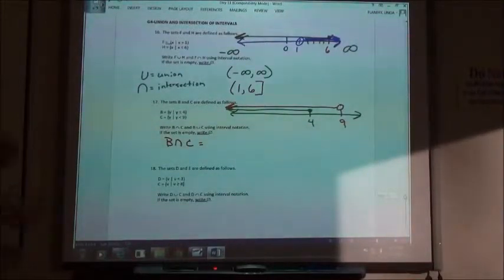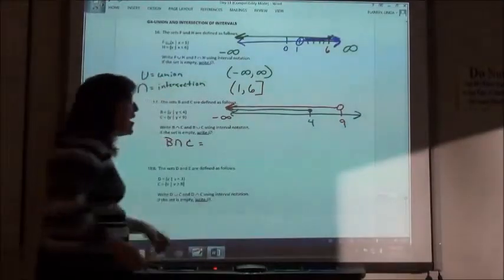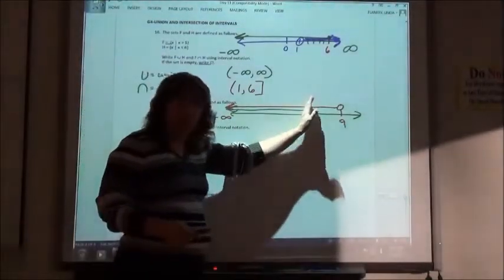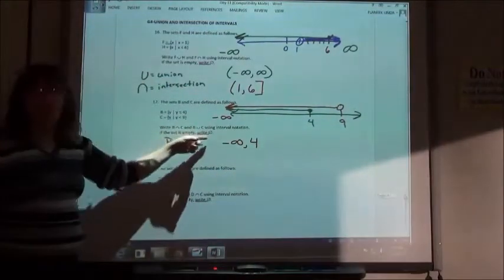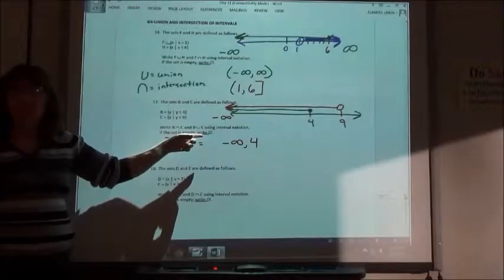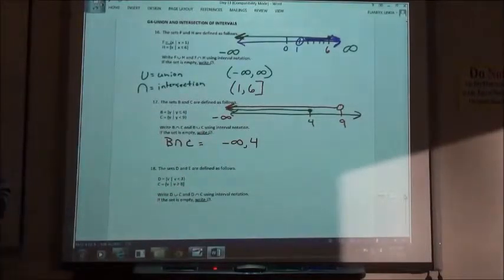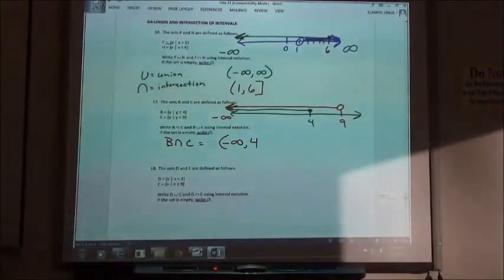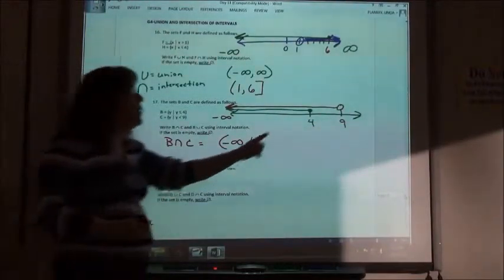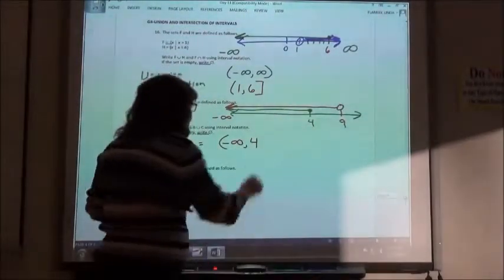From 4 down to negative infinity, but since we like to read from left to right, we're going to go from negative infinity to the 4. Infinity is going to have what beside it? What end mark? Nope. The parenthesis, because we can't ever be on infinity. So infinity always has a parenthesis on it. You never reach infinity. The 4 is going to have the bracket because we are equal to the 4. It had that filled in dot.